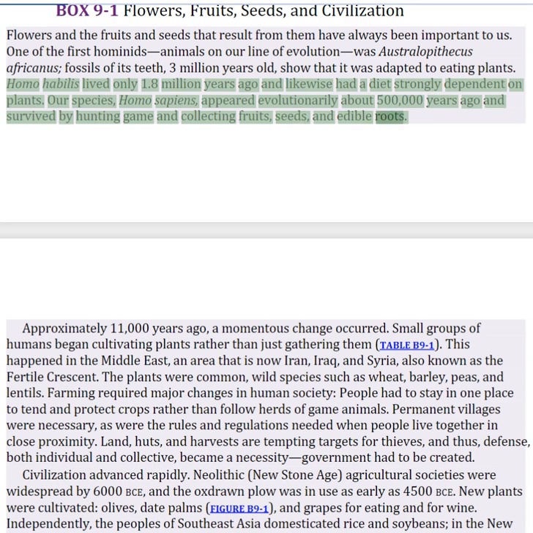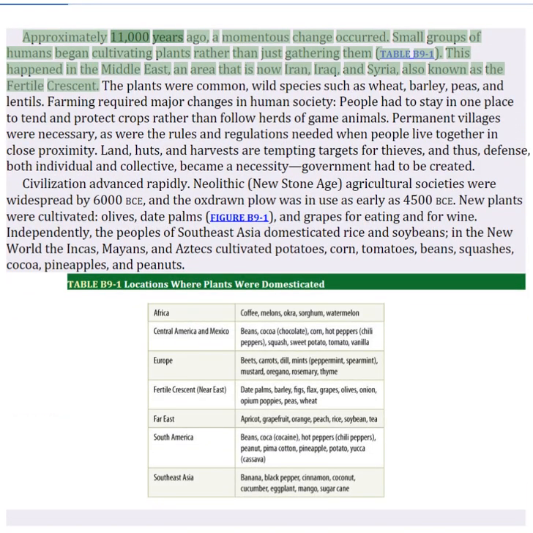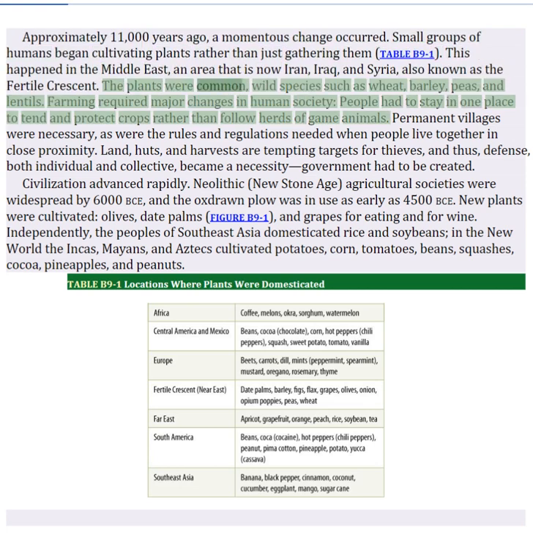Our species, Homo sapiens, appeared evolutionarily about 500,000 years ago and survived by hunting game and collecting fruits, seeds, and edible roots. Approximately 11,000 years ago, a momentous change occurred. Small groups of humans began cultivating plants rather than just gathering them. This happened in the Middle East, an area that is now Iran, Iraq, and Syria, also known as the Fertile Crescent. The plants were common, wild species such as wheat, barley, peas, and lentils.